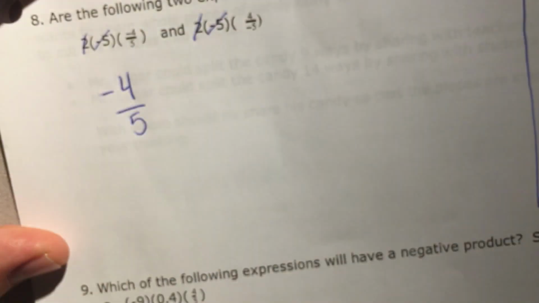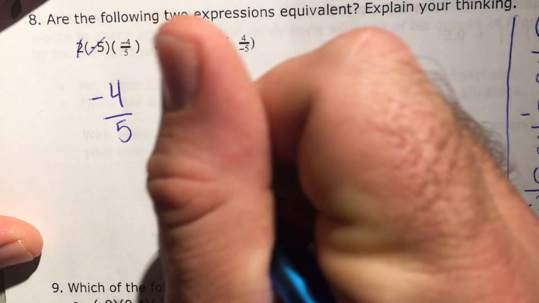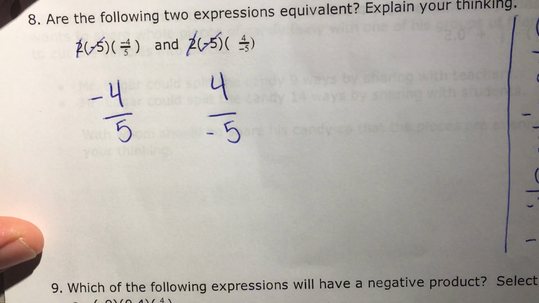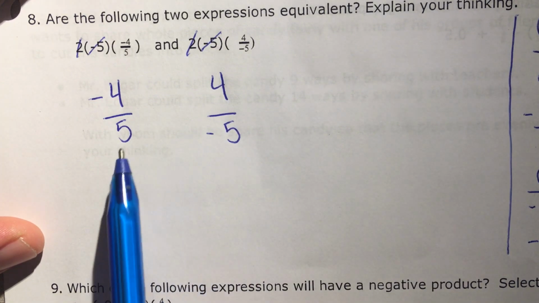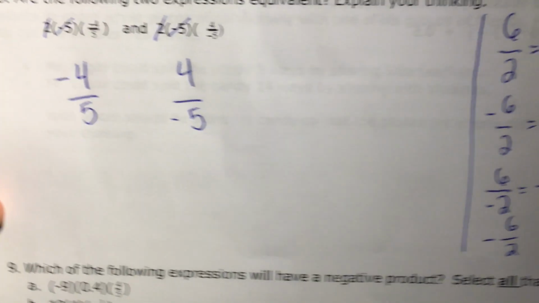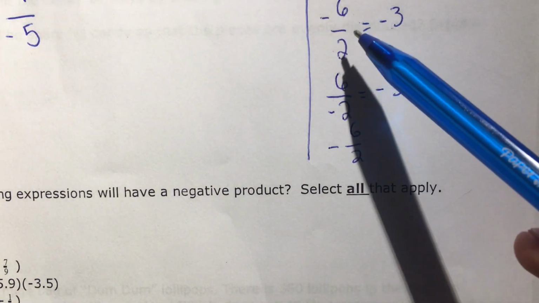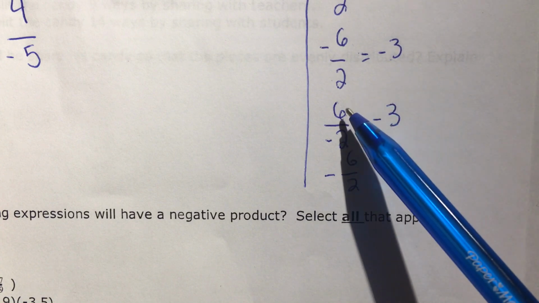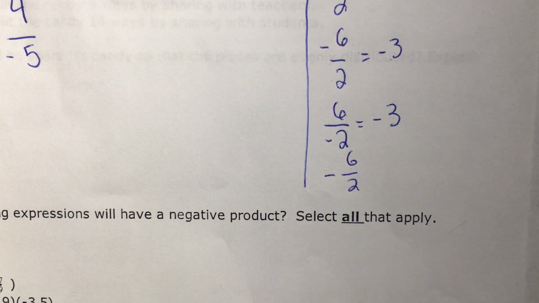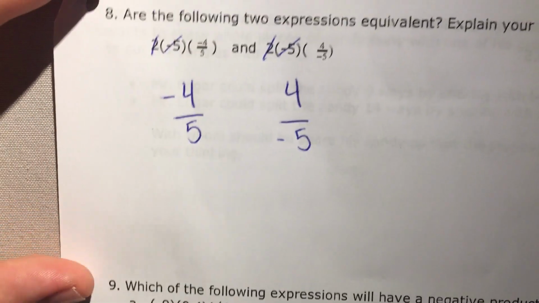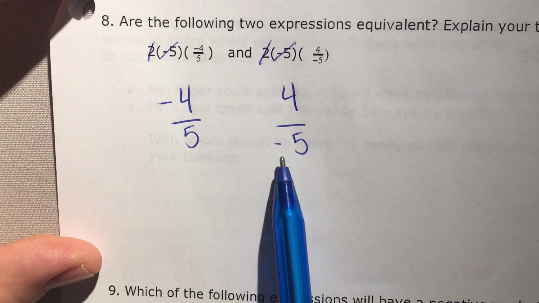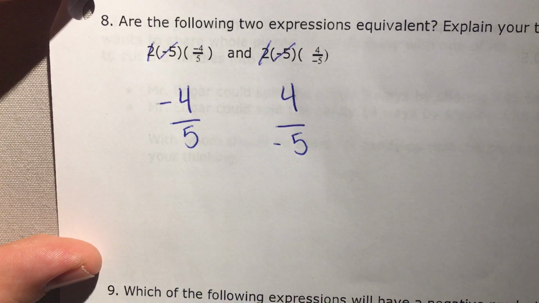It leaves me with a negative 4 over 5 and 4 over negative 5. So the question here is, are these two expressions the same? Well, think about this. When we had negative 6 over 2, our answer was negative 3. When we had 6 over negative 2, our answer was still negative 3. So, based on that, negative 4/5, there's only one negative. 4 over negative 5, there's only one negative. So these are exactly the same.